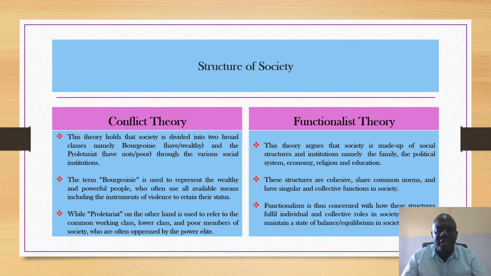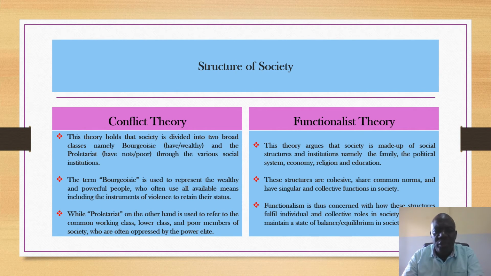Having looked at some of the similarities between the two, I want us now to look at some of the differences between conflict theory and functionalist theory. And one of the things that we want to focus on is the structure of society. While both theories agree that society is structured, they differ in terms of what the structure looks like and the role those structures play in society.